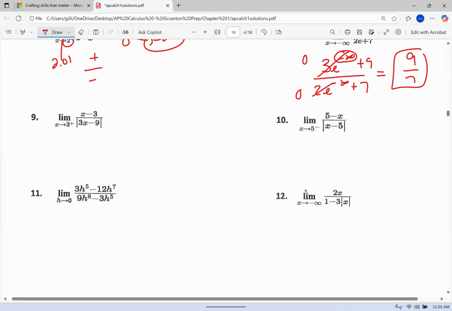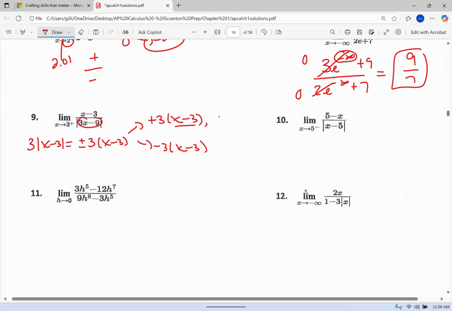And number 9, I'm going to do the 3 for x, and I get 0 over 0. So I have to rewrite this absolute value function by factoring out a 3. And I'll make that plus or minus 3 times x minus 3. I'll make this the positive branch. I'll make this the negative branch.